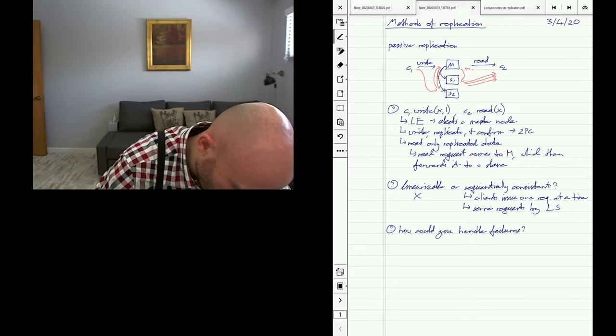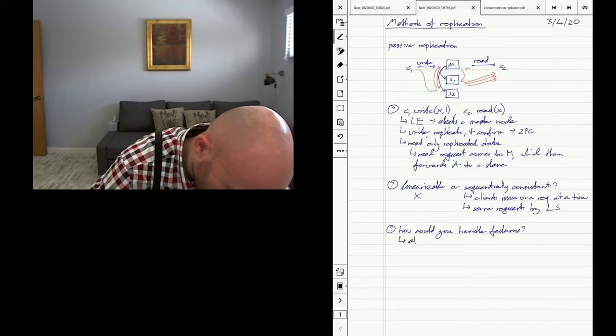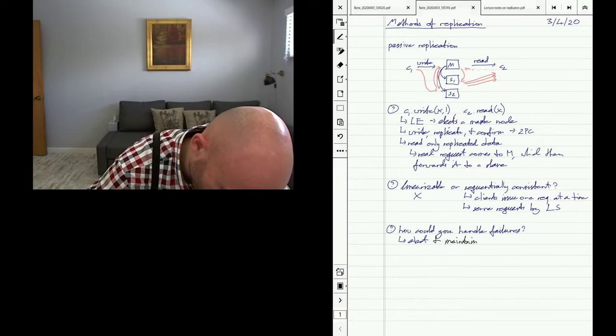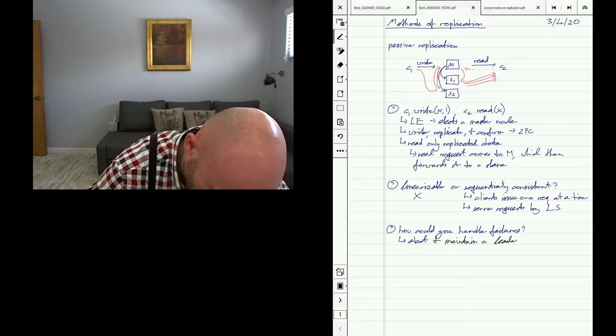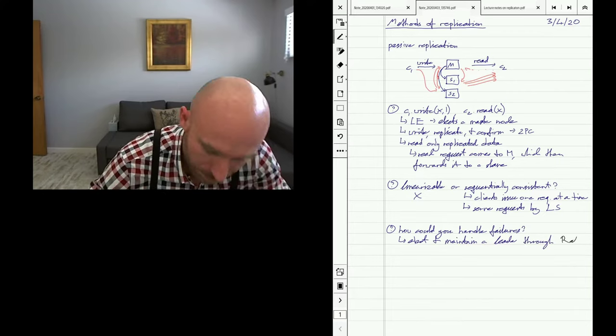So you could elect and maintain a leader through something like Raft. Okay.